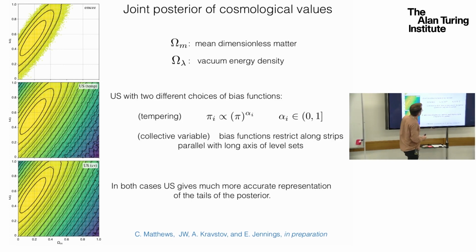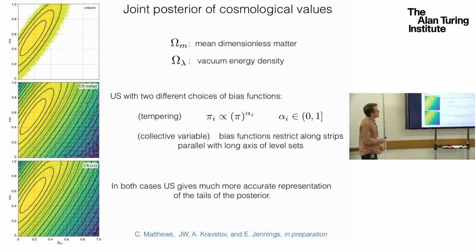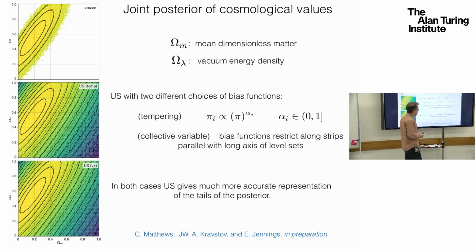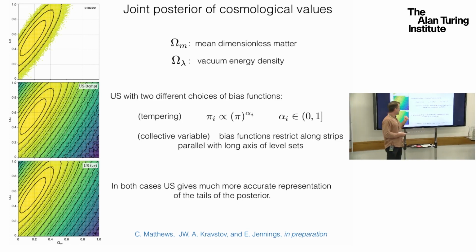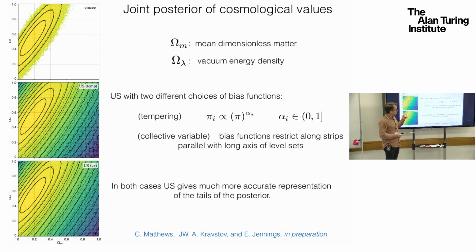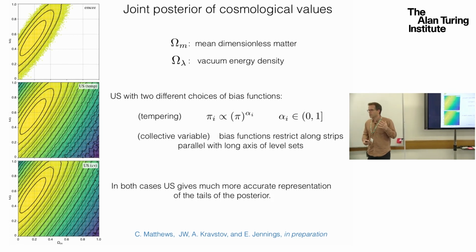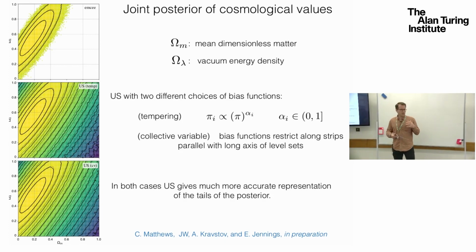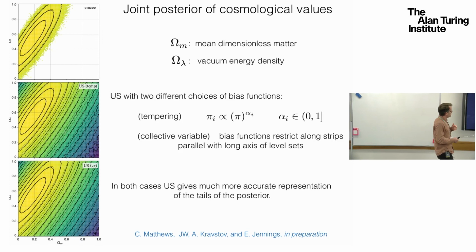These are the mean dimensionless matter and vacuum energy density. There are 6 parameters that really matter, but if I want to do posterior estimation given some likelihood, in this case a likelihood from supernova data, I need a bunch of latent variables. The whole thing ends up being about 12 coordinates.